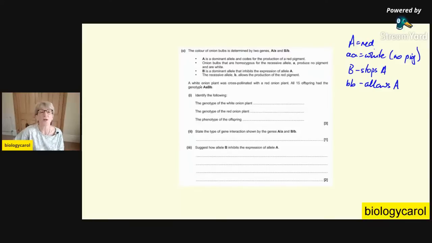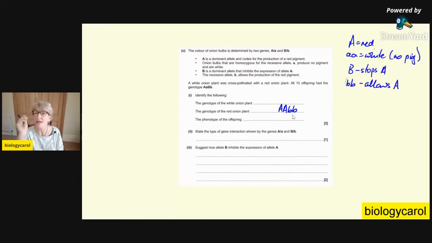All 15 offspring had the genotype big A, big B, little b. Identify the following. Now, I started with the red onion plant because I got in my head very quickly that big A caused red pigment to be produced. But you had to have little b in order for that red pigment to happen. So the red onion plant had to be big A, big B, little b.